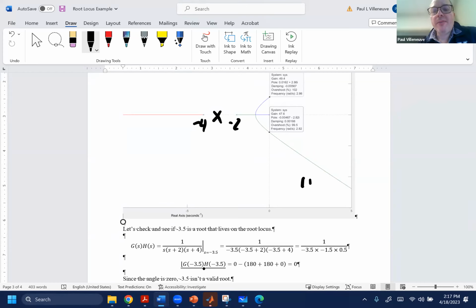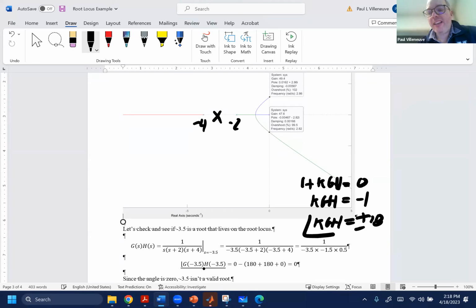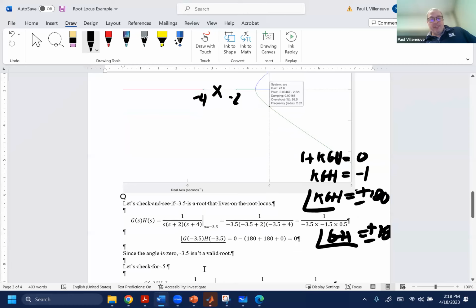Remember, 1 plus KGH has to equal 0, which means KGH has to equal -1, which means the angle of KGH has to equal plus or minus 180. That really means the angle of GH has to equal plus or minus 180, because K is a real number, so it doesn't add any angle. So all we need to do is check GH, plugging in the pole that we think is valid, -3.5. Do we get 180? Well, let's check that over here.